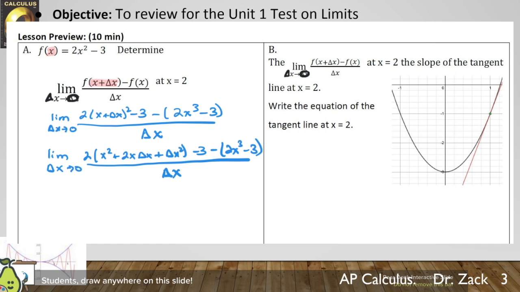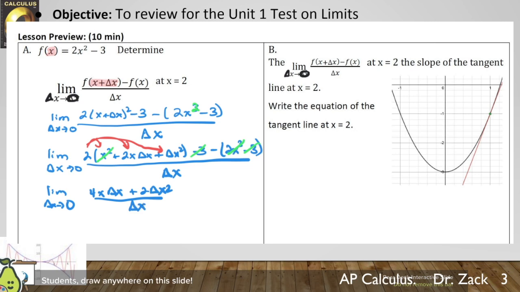Now, when you multiply through by the 2, you'll see lovely patterns that occur. First of all, your 2x squareds will cancel out, my fault. And your 3's will cancel out. All right, so what we're going to be left with, and once again, keep that limit as delta x goes to 0, we have a 4x delta x plus 2 delta x squared, and everything else is gone. Lovely. All right, all over delta x.